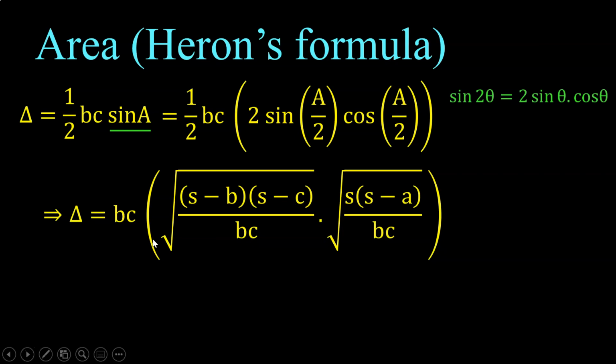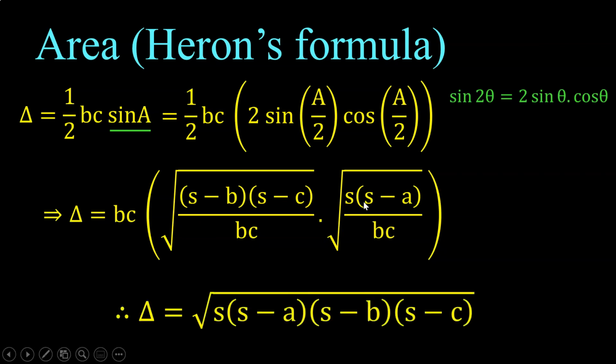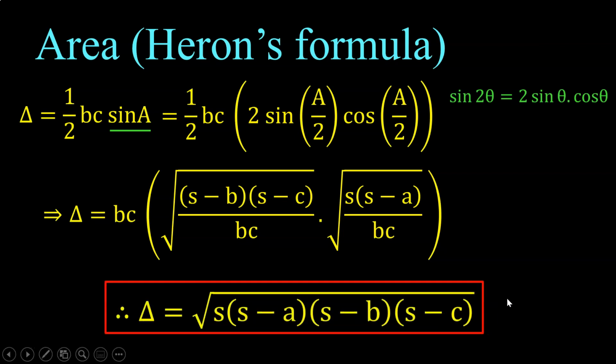Here bc will get cancelled and we'll get the famous Heron's formula, delta is equal to under root s into s minus a into s minus b into s minus c. This is how we get area of triangle in this form. Now using this, as I said earlier, we can write the formulas for tan A by 2 and cot A by 2 with the help of delta.